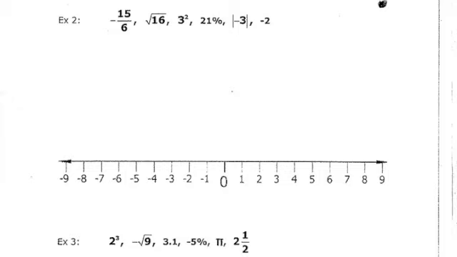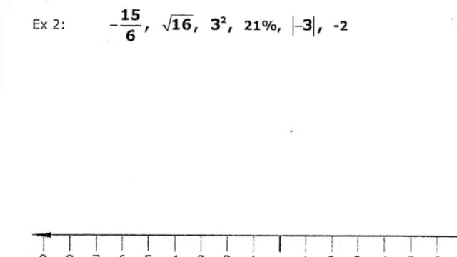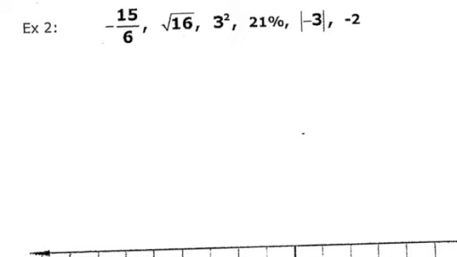Anyway, I have. Okay, so let's go ahead and look at these two examples. Let's go ahead and organize them by negatives and positives like we have been doing. So we got negative 15/6.